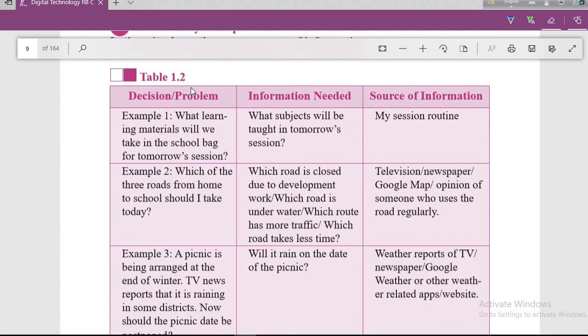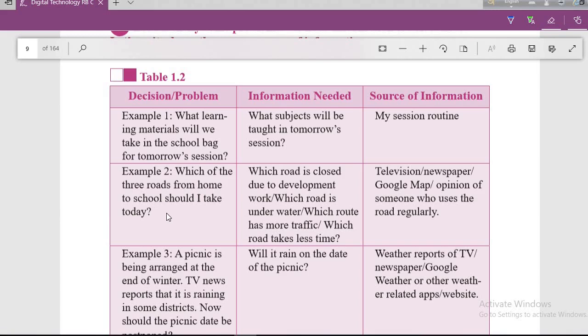Table 1.2. Decision or problem. Information needed. Source of information. Example number 1. What learning materials will we take in the school bag for tomorrow's session? Information we needed. What subjects will be taught in tomorrow's session? Source of information, my session routine.